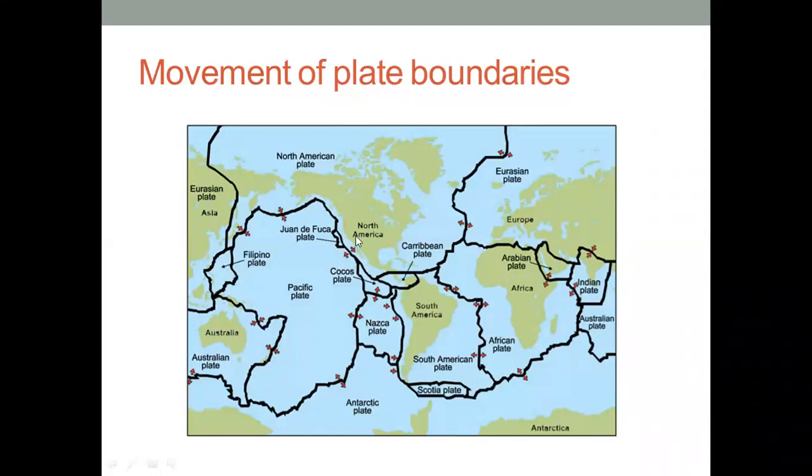But here, this is irrespective of convergent or divergent, but this is something like a shear kind of movement. These two plates move opposite to each other, so that is called a transform boundary. Okay. So in our Indian plate, you can see this is our Indian plate, the Indo-Australian plate.